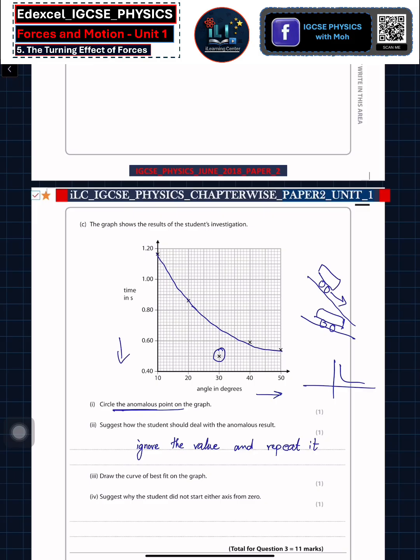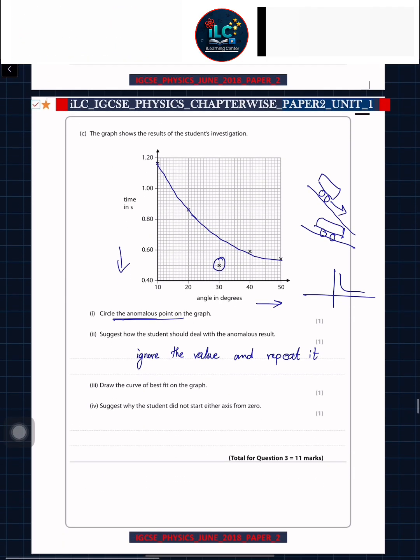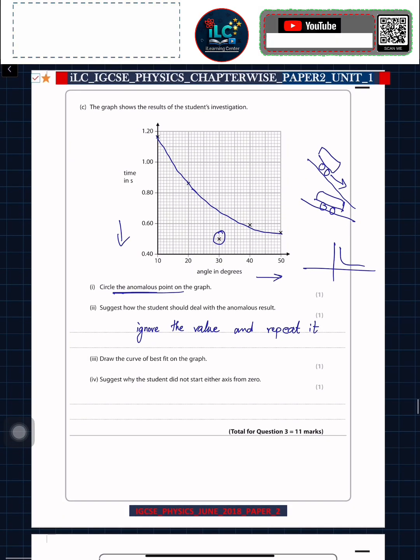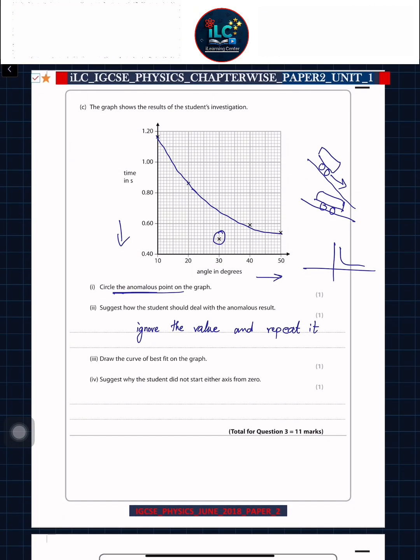So a smooth graph is something that I expect you to do properly at your own time and practice enough, so in the exam you don't waste too much time here.